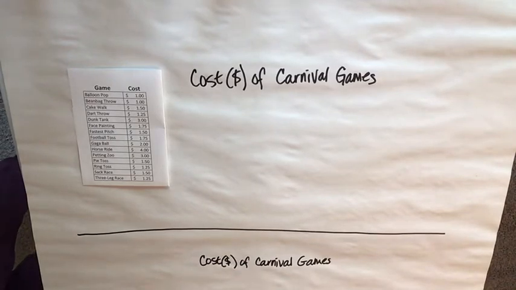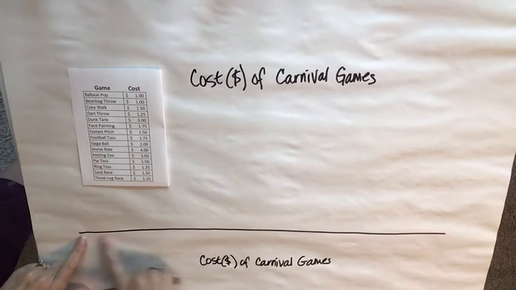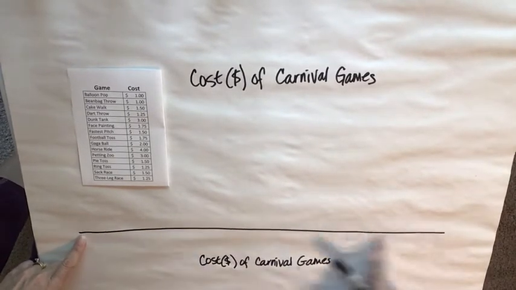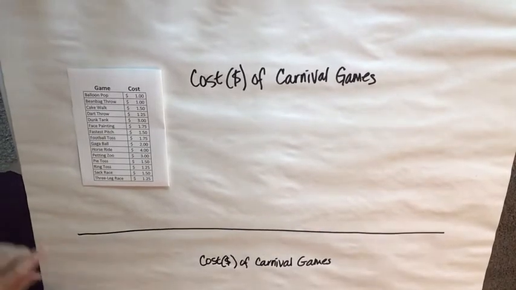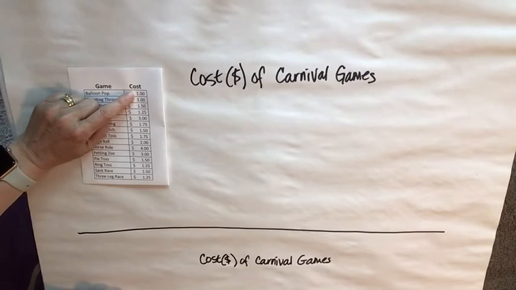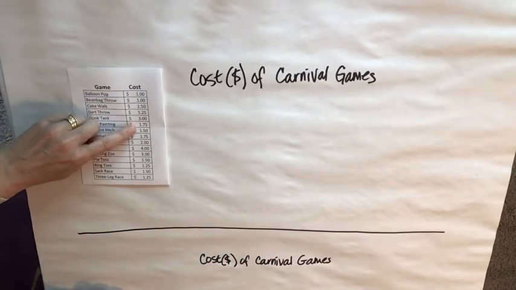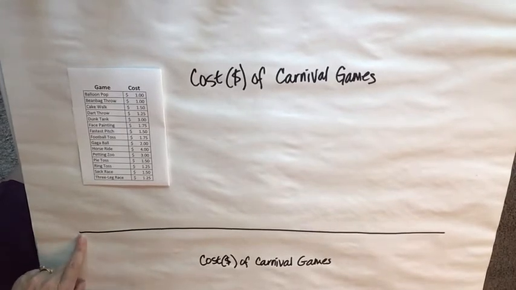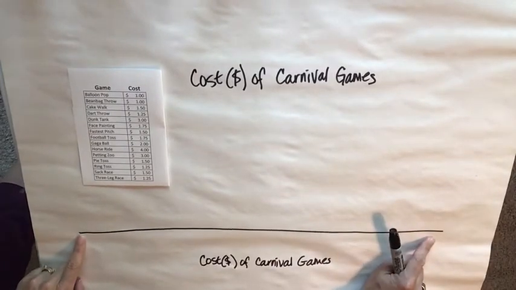So we need to talk about how we create a dot plot. Well, first of all, our numbers are going to go in order from least to greatest, just the same way we talked about with stem and leaf plots yesterday, the lowest to the highest. And I can look at my prices and see that my lowest price is $1, and the highest price is $4. So I know I need to start with $1 and I can end with $4.